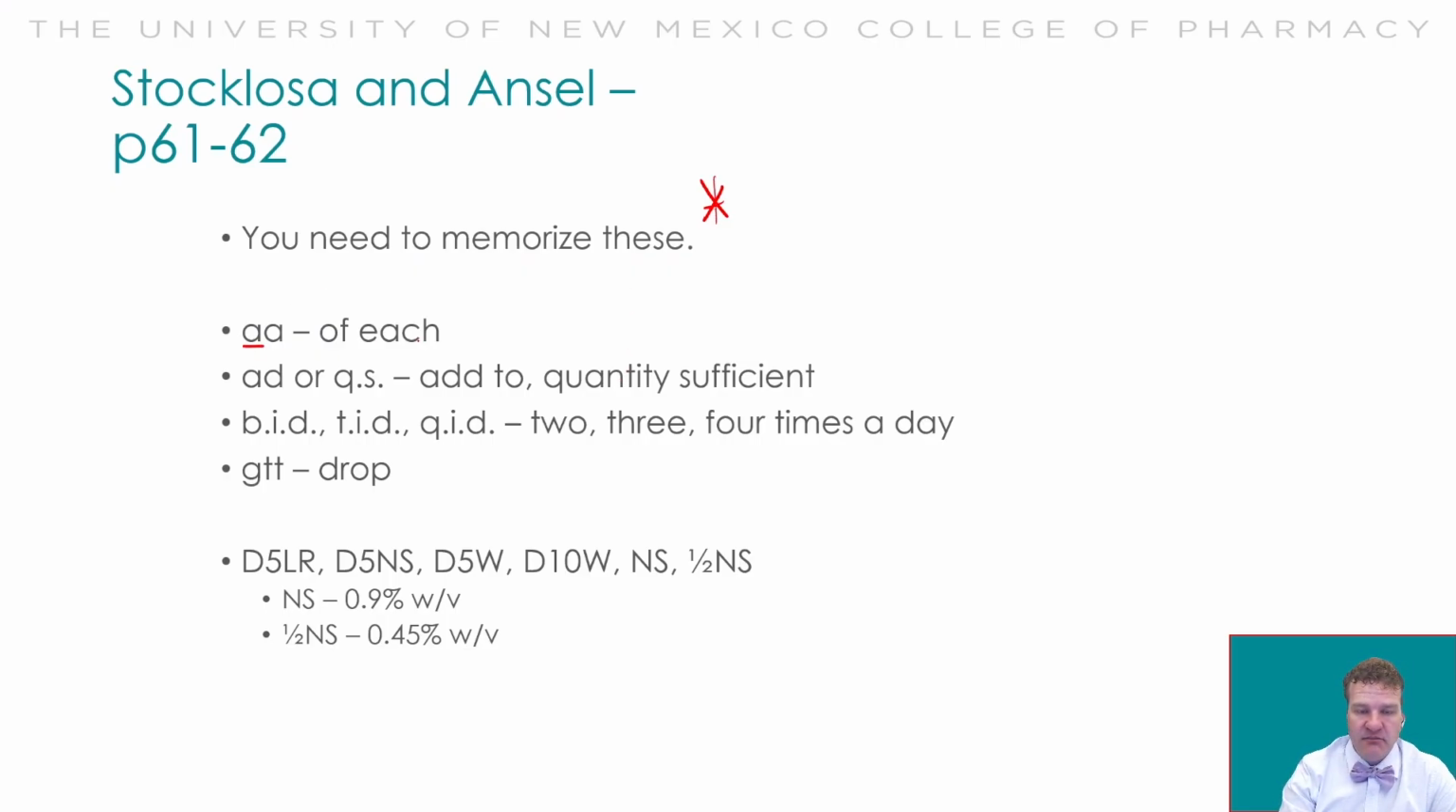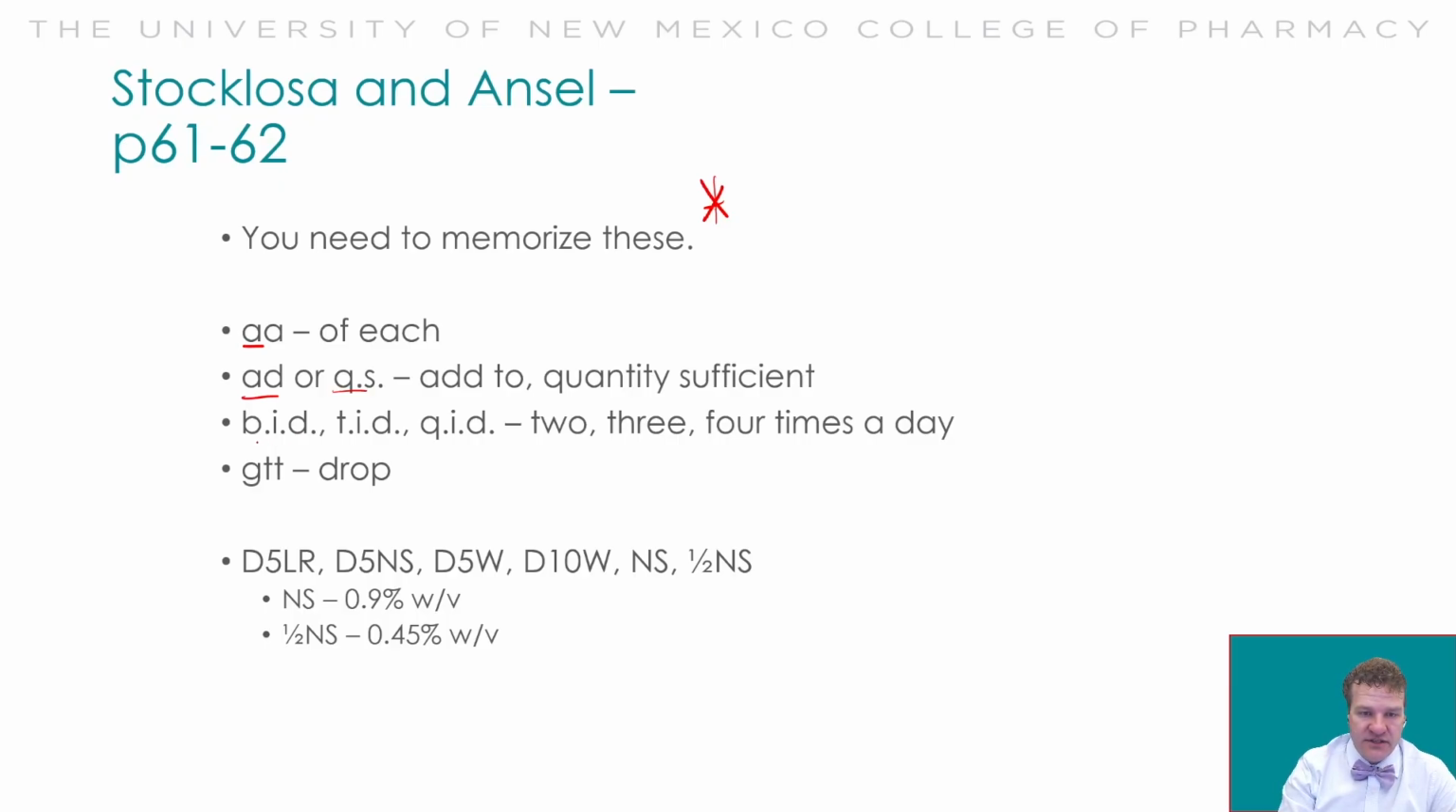So AA means of each. So it could say something like 2 magnesium sulfate and iron sulfate, AA, of each. So 2 of each. Add or QS, these both mean the same thing. They both mean add to or quantity sufficient. So you might see something that says a recipe and then says QS 100 mils. That means you fill in the rest of the recipe and then you add the volume up to 100 mils.